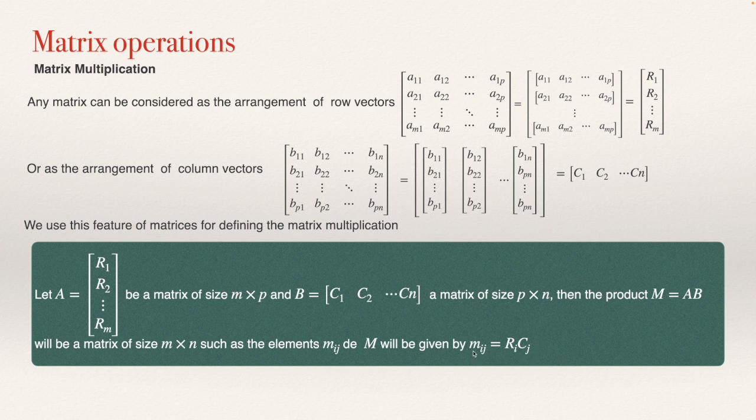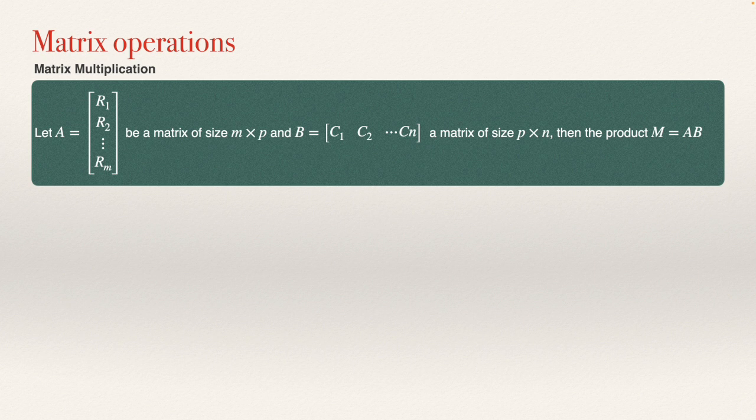For example, if we want to compute what will be the element in the first row, first column of the product, it will be the multiplication of the first row of the first matrix multiplied by the first column of the second matrix. So these two numbers actually indicate which row and which column you are going to multiply. So let's see what we have so far.